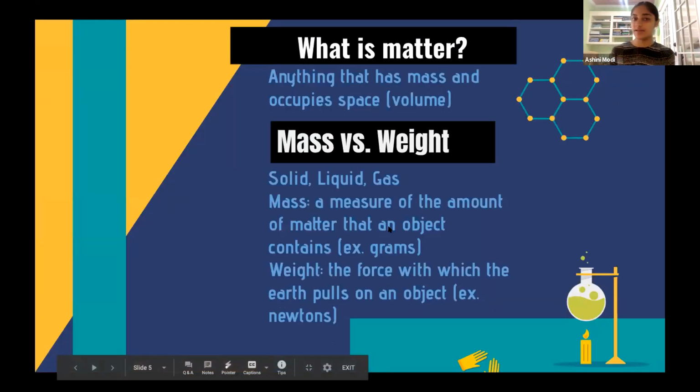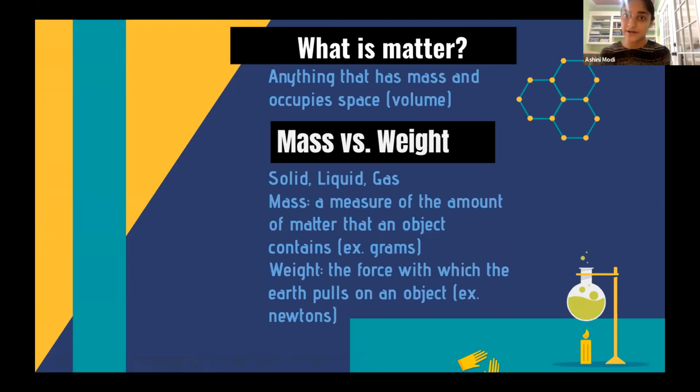One of the main things that we need to learn before we start going deep into chemistry is what is matter. Matter is anything that has mass and occupies space, which is volume. What is mass? Mass is basically how much something weighs, and mass can obviously change depending on how much gravity you have. But matter can be invisible or visible, but it's anything that's around us that has mass and has a volume as well.